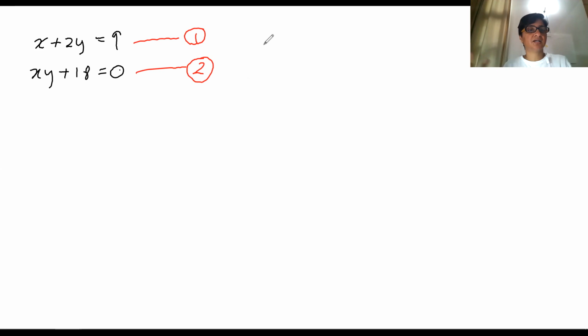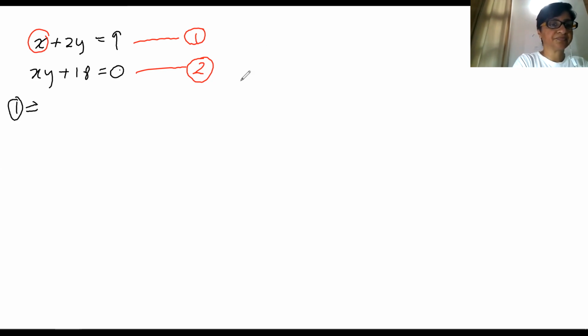Here, what's the easiest thing to do? Since you have this x here on its own without a coefficient, that's a nice term there. Make that x the subject from the first equation. This is the substitution method. You make x or y, one of your variables, the subject from one equation, and then substitute that in the other equation. So x is equal to 9 minus 2y.